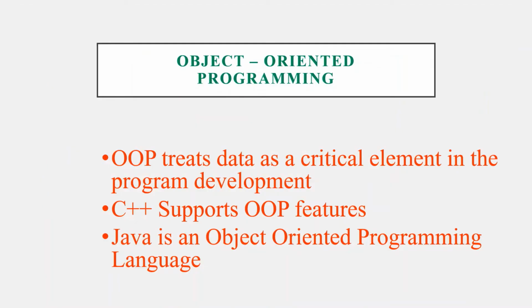Now, in object-oriented programming, it treats data as a critical element. Critical element here means it is an important element in the program development. So C++ supports OOP features. We are going to see later what are different OOP features. So we are going to learn Java, right? Java is an object-oriented programming language. Even in Java also, everything is an object. We create a number of objects and we work with objects.